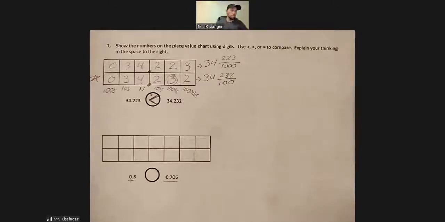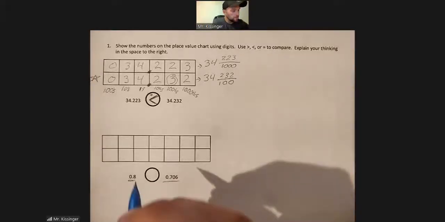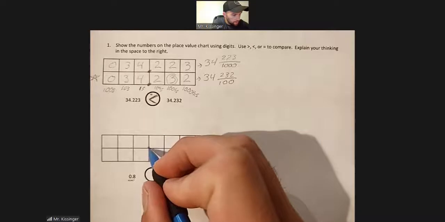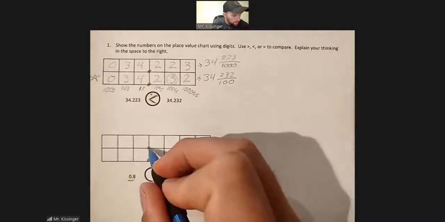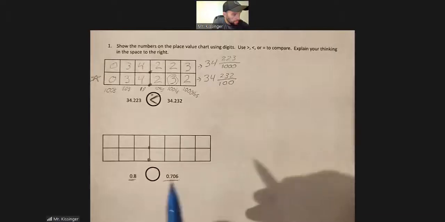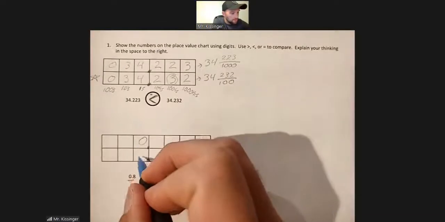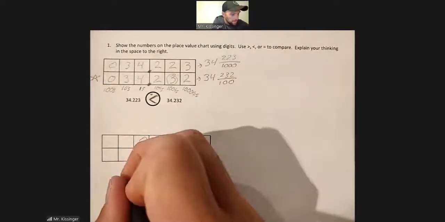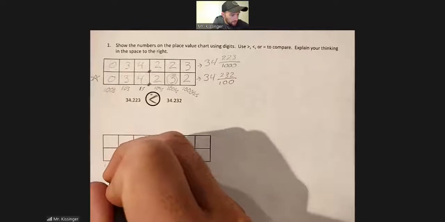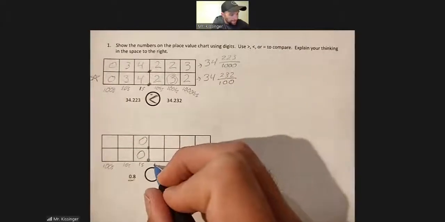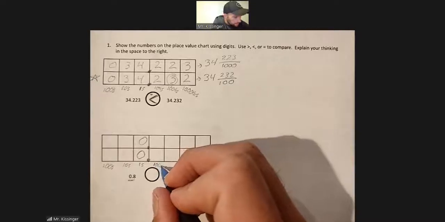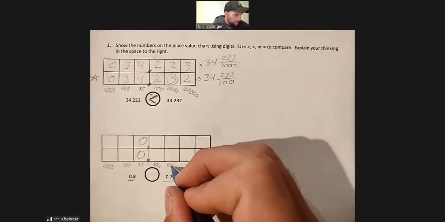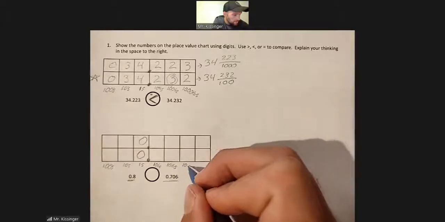Now, at first glance, we might go, okay, well, 706 is bigger than 8. But let's be careful because we don't have all of our place values filled in. So let's draw out our place values here. I'll put our decimals right here. Now, to the left of our decimal point, it looks like we have zeros. So that's our ones place. And again, this is our tens, and this is our hundreds. And then we have our tenths. We have our hundredths. And we have our thousandths.